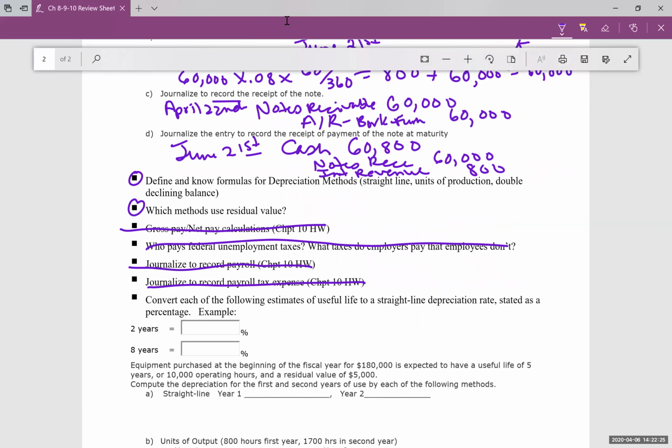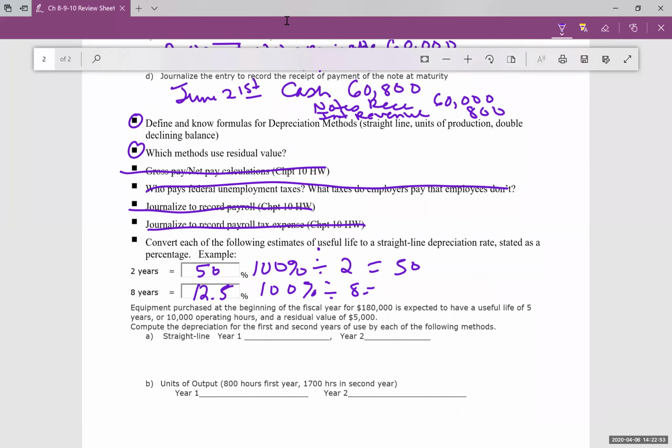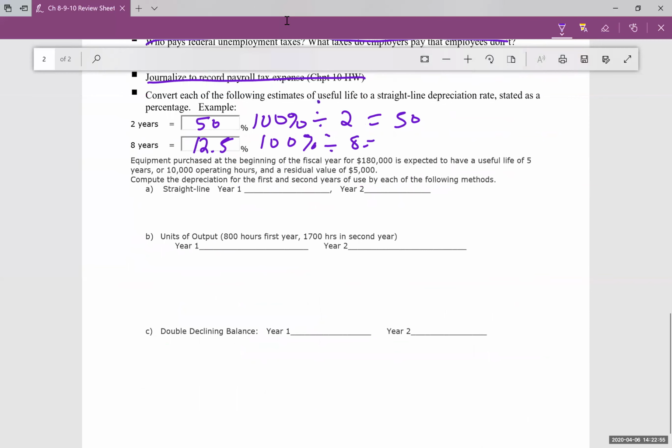There's a problem where you're going to convert the following estimates of useful life to a straight line depreciation rate. So remember how we would take 100% divided by 2 in this case for 2 years. The answer in this box would be 50%. So this one, 100% divided by 8, the answer would be 12.5%, so on and so forth. All right, one more to go here.